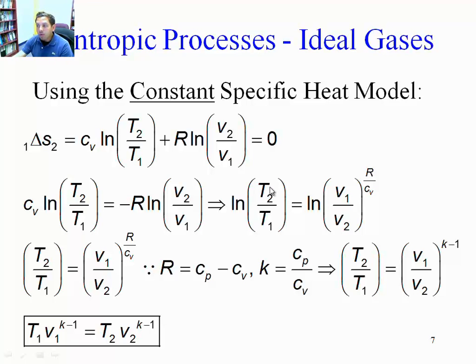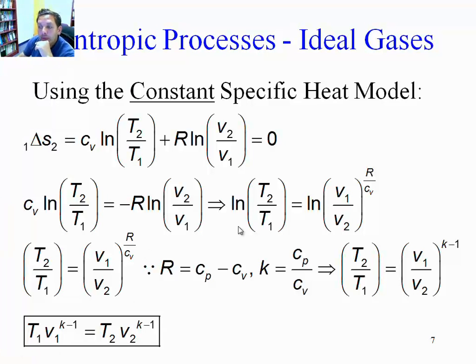Now, because the log of this is equal to the log of that, then this one has to be equal to this one. I can just solve for T2 over T1 by taking e to the power of each side. Also properties of the logarithms. By the way, you don't have to remember how to do this. I'm just deriving the equation for you. At the end of the day, this equation is readily available. So what we have is T2 over T1 equals V1 over V2 to the power of R divided by Cv.